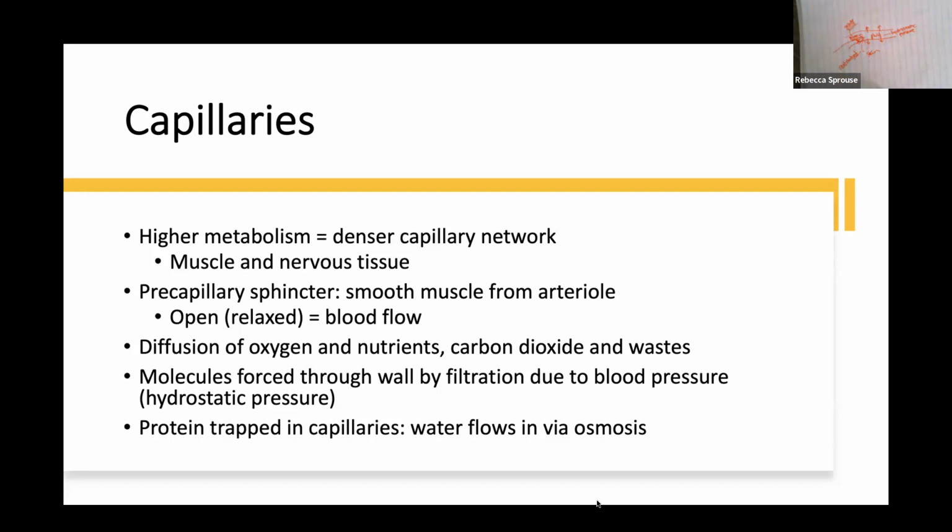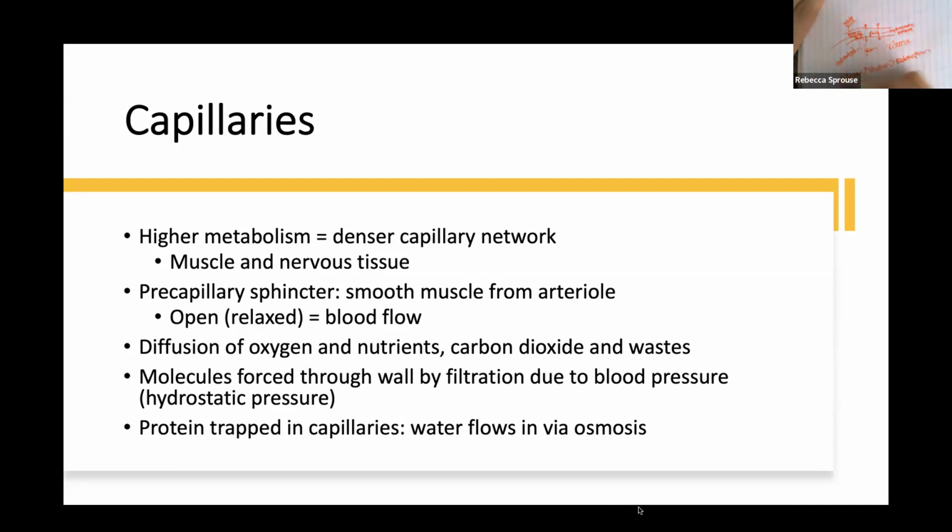Okay. But the rate of filtration should be greater than the rate of reabsorption, at least in the kidneys, right? Now here in the skin, we want to reabsorb a lot of that fluid, right? What would happen if you had a lot of fluid leaving this capillary and never going back into the bloodstream? If you had a bunch of fluid accumulating under the skin, you're going to have something called edema.